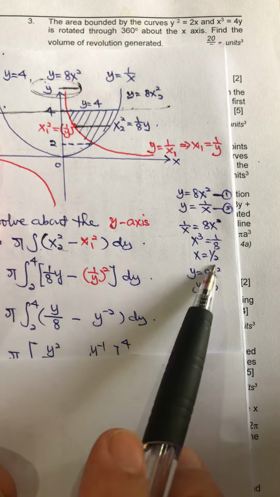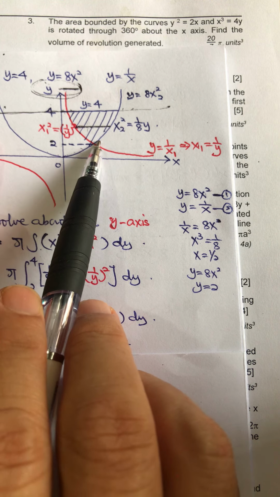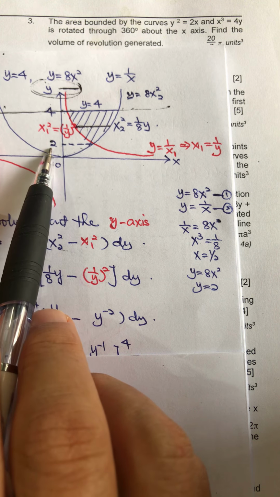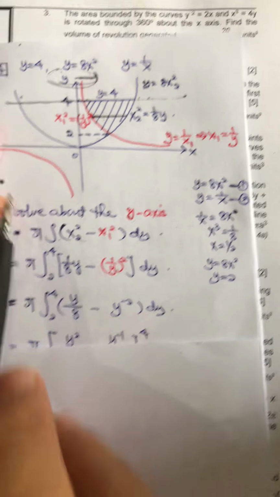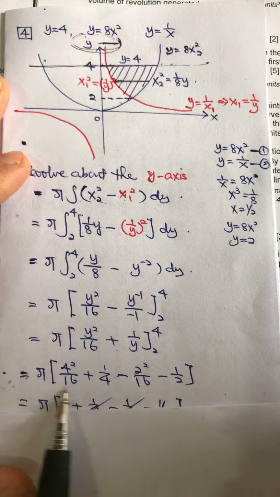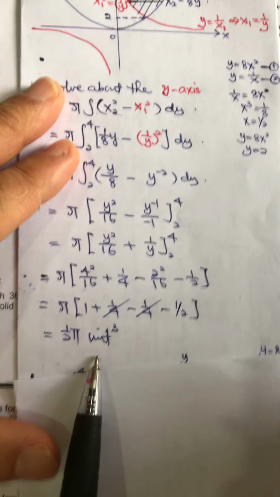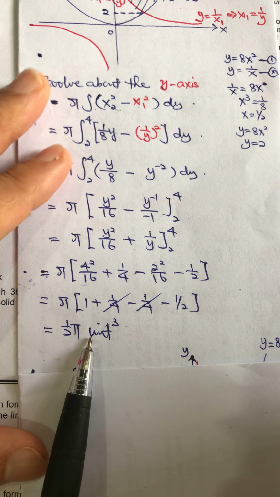I get x equal to half and y is 2. But x is not important. The important is the 2, because I want to get the limits of integration. Okay, then you integrate. After that, you get this answer. Okay, so this is the answer.